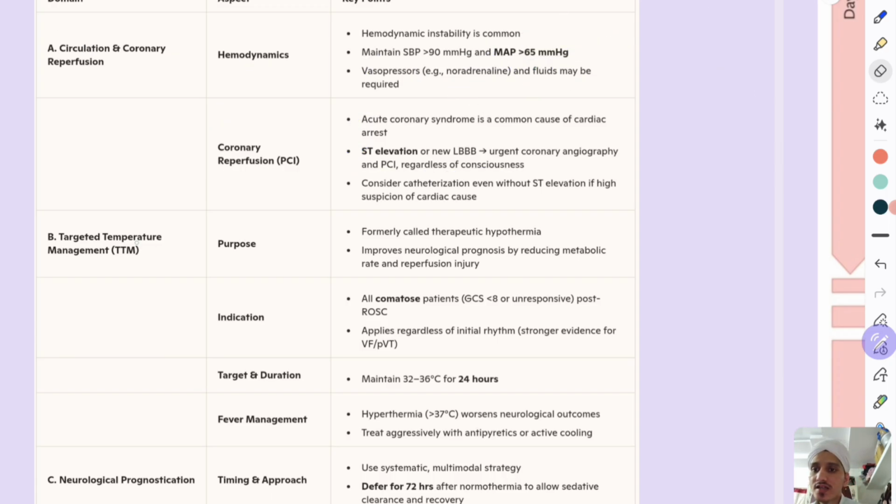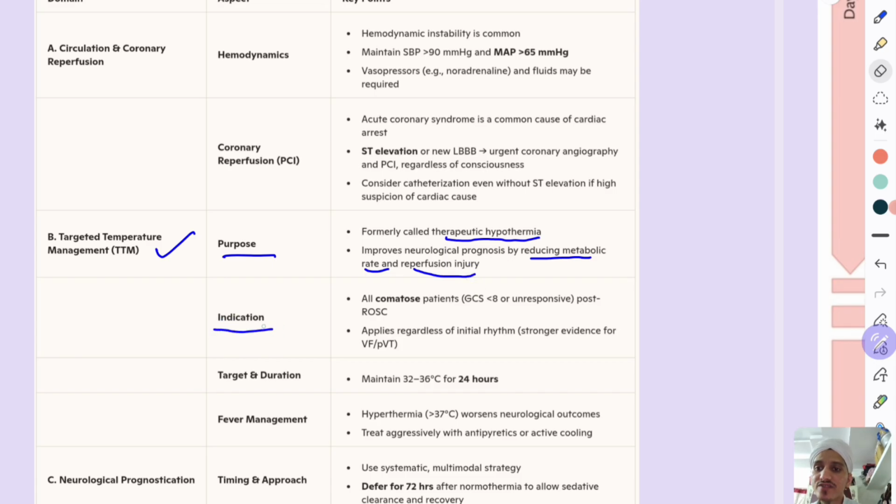Now, targeted temperature management. What is the purpose of that? This is also known as therapeutic hypothermia. It improves neurological prognosis by reducing metabolic rate and reperfusion injury.